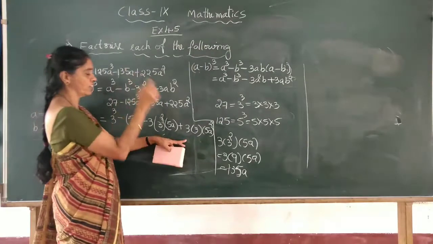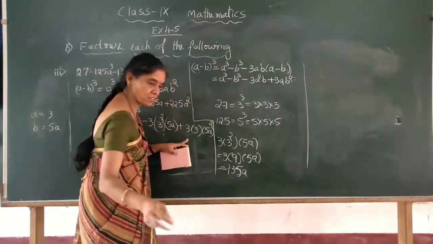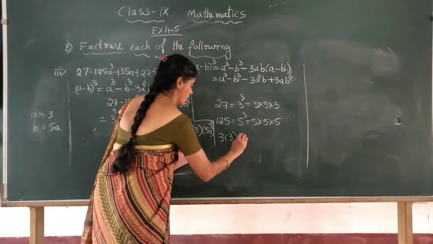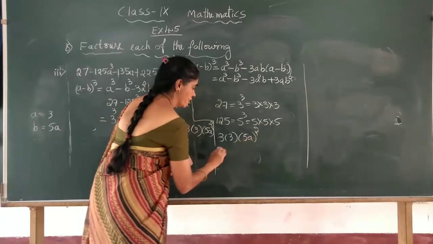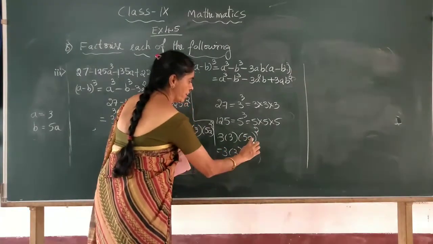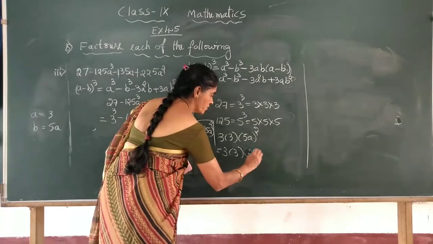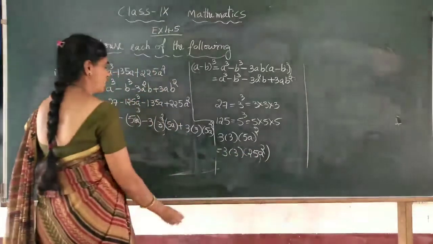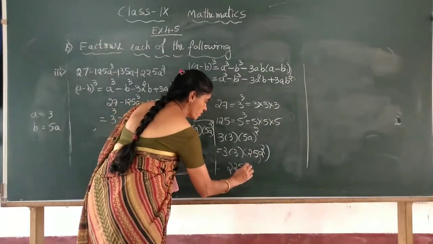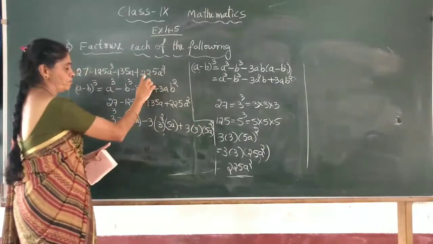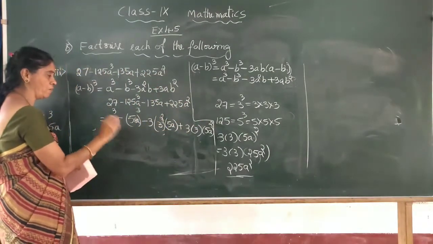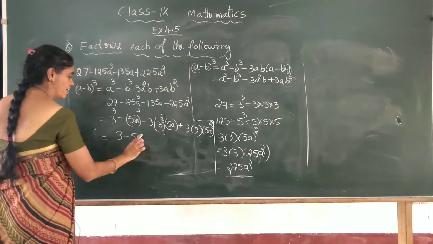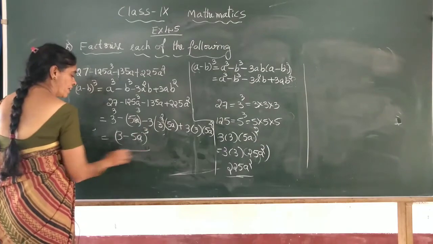So 135a I got. Then this one, which one? And more. 3 into 3, (5a) whole square. It is 3 into 3, 5a into 5a is 25 a square. So if you multiply, 3 3s are 9, 9 25s are how much? 225 a square. See, you got this number. So I wrote in the form. So the last answer is (a minus b) whole cube. A is 3 and b is 5a with the minus sign, and it's a cube. This is the last answer.